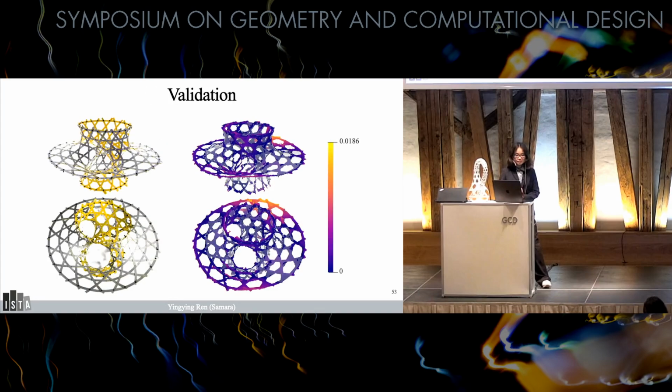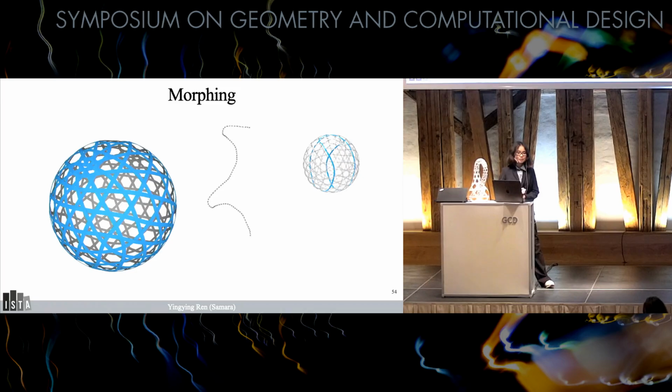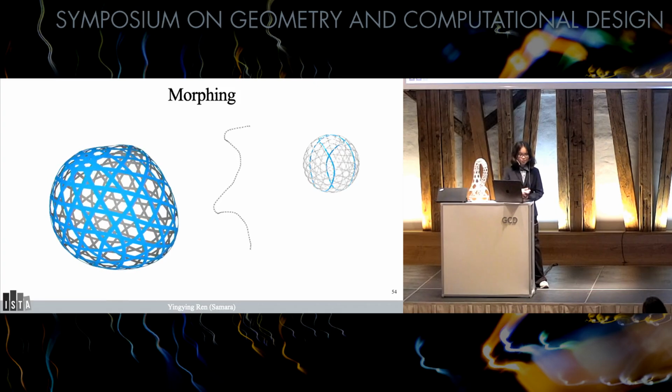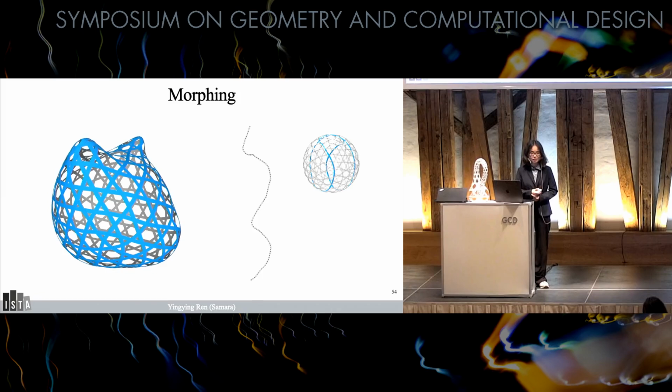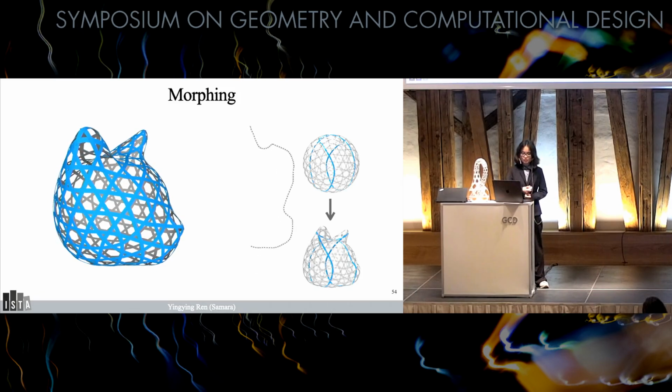In order to validate our inverse design method, we scan and reconstruct all of the physical models that we built to compare them with the input target surface. To also demonstrate that using curved ribbons allows us to continuously control the woven shape, we created an example where we morphed the sphere into a cat without changing the topology of the weave. We only used the curvature parameter to achieve this shape change.